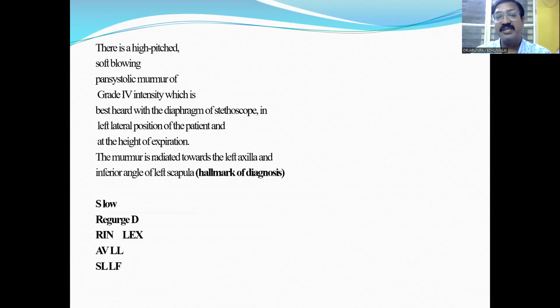So what's the commonest character of the murmur in mitral regurgitation? In mitral regurgitation, it will be a high-pitched murmur. I have already told that a stenotic murmur is low-pitched, and flow murmurs are also low-pitched. This is a regurgitation murmur, so it's high-pitched, soft, blowing.